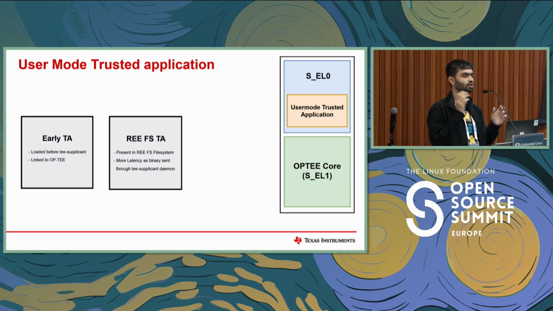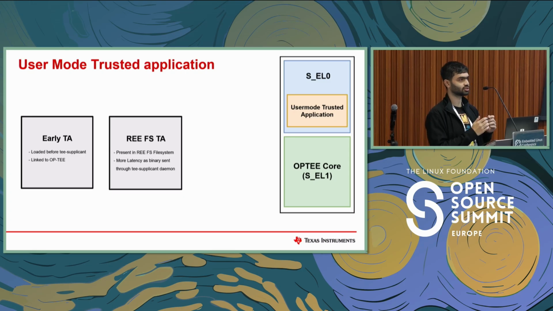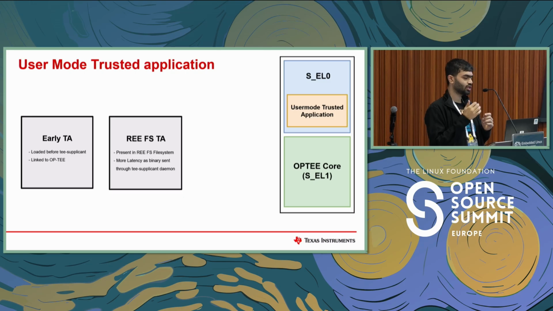Then we have REFSTA. Whatever the non-secure side is, we call it the rich execution environment, that's the REE. So REFSTA is basically that it is existing on the Linux file system itself. Whenever you need to use any secure service, UUID identified, OPTEE goes, checks that Linux file structure, and there's a designated space where you have to keep these. It will go find that UUID, load it. So it's basically going through Linux REFSTA, that's what we call it.